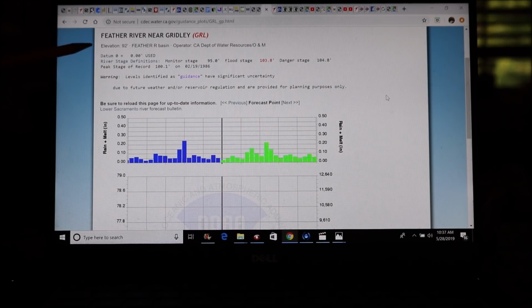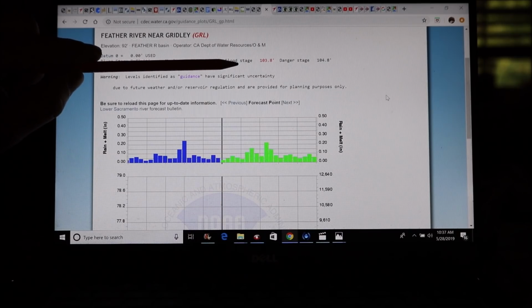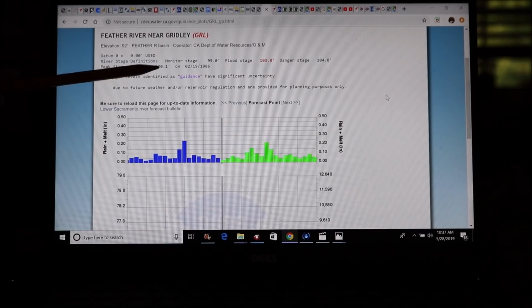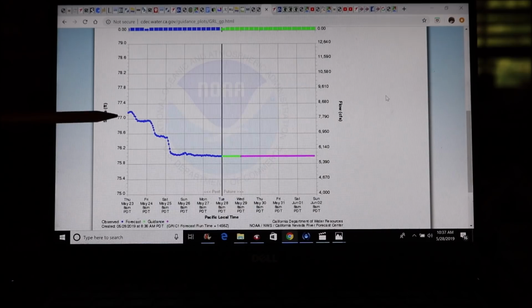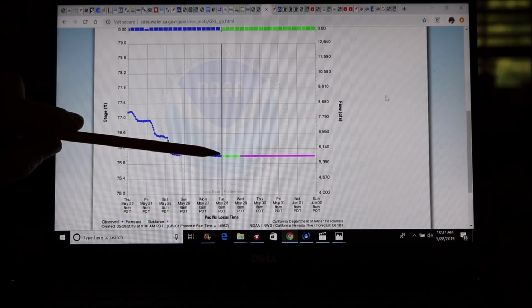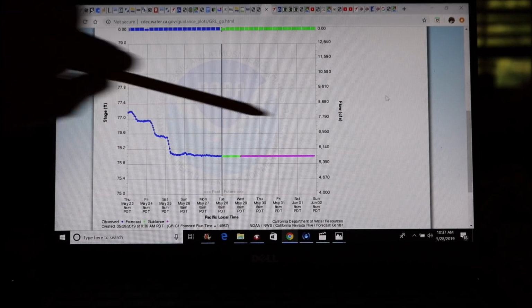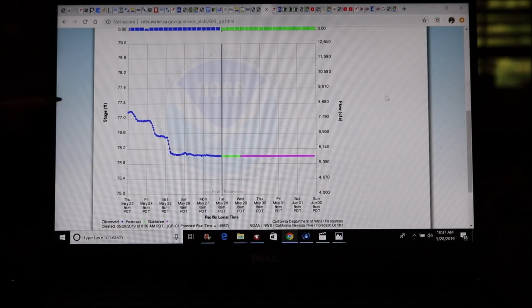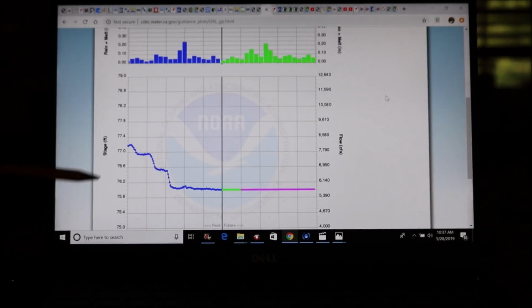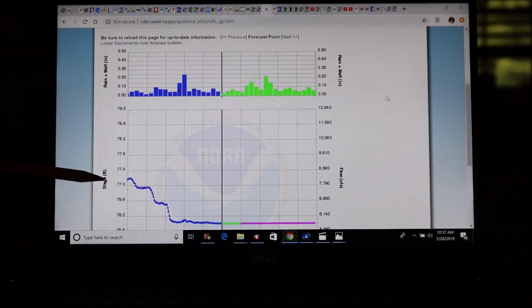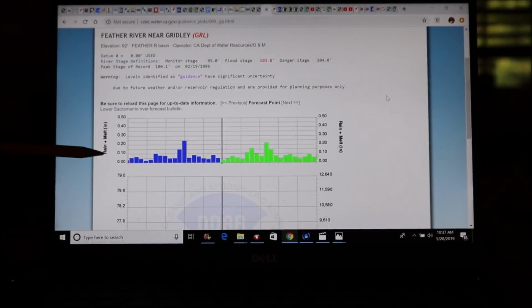So at the Feather River near Gridley, elevation 92 feet, with a monitor stage of 95 feet, flood stage of 103.8 feet. There was the peak stage of record, 100.1 back in 1986, which did result in some flooding. Today, we're looking at about 77 feet down to about 75 feet. Here we are, local time, and here's the forecast. So it doesn't look like they're planning on spilling any water out of the main spillway over the next couple of days. So that's a full 20 feet of room in the Feather River for additional runoff. Plenty of room.